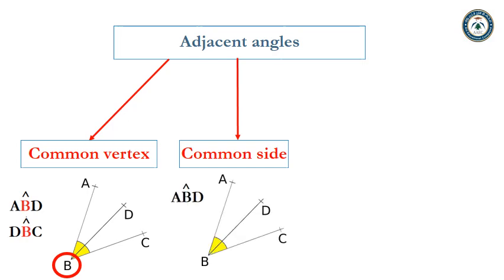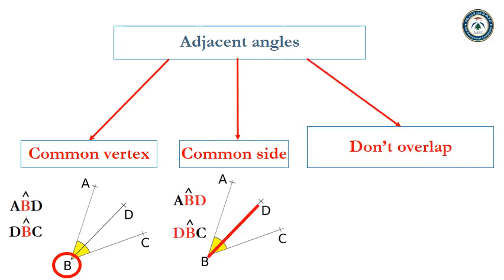Given these two angles again, ABD and DBC, what are the sides of ABD? They are the half lines BA and BD. What are the sides of DBC? They are the half lines BD and BC. So they have a common side DB. You can see this in the name and you can see this in the figure.